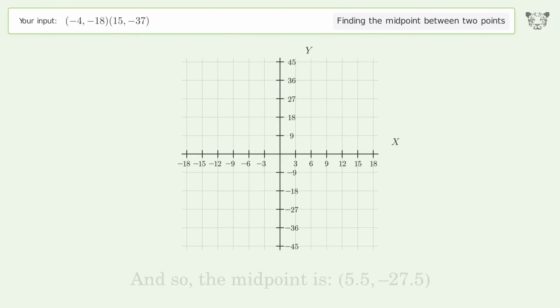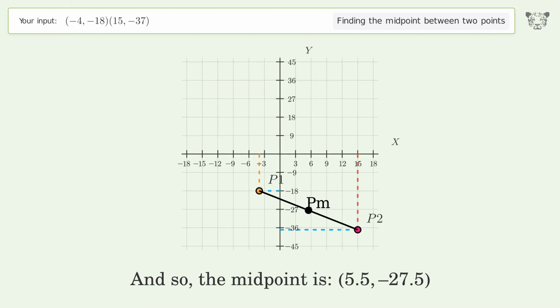And so, the midpoint is 5.5, negative 27.5.